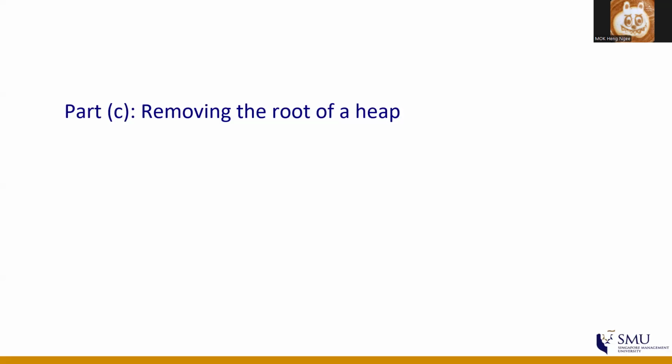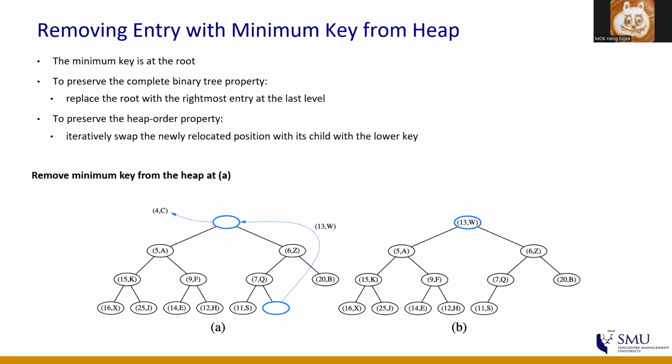Let's talk about part C, removing the root of a heap. This happens when you want to extract the node with the highest priority, or the smallest key. How do we remove that? It's not as simple as just removing the root, because you need to ensure that the CBT property is maintained. The minimum key is at the root, and we want to actually remove the minimum key. So this is the one to be removed, right?